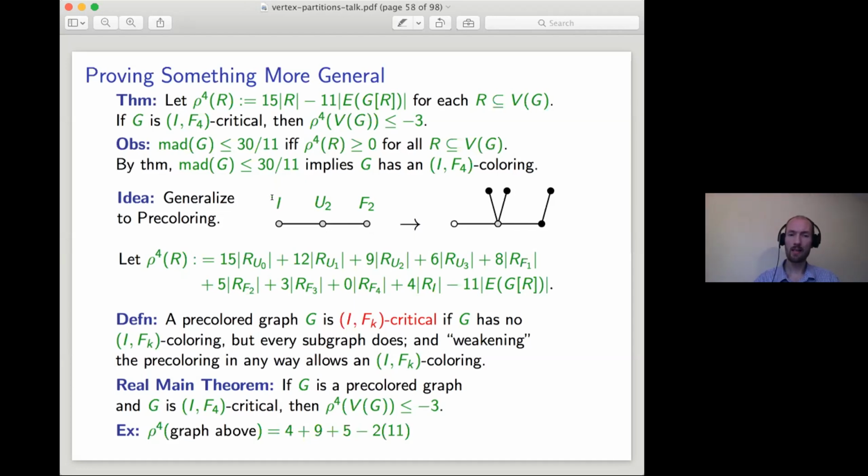Well, I gives you potential 4. So this is the number of vertices that are pre-colored I. And U2 is going to give you potential 9. This is the number of vertices, in this case, just 1. So it's 4 times 1 plus 9 times 1 plus F2 is giving you the 5. So altogether you get 18 minus 22, which is -4. And that's good because -4 is no larger than -3. So this is not a counterexample to this theorem.